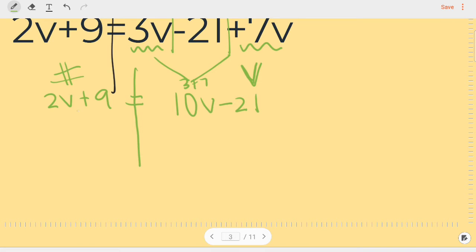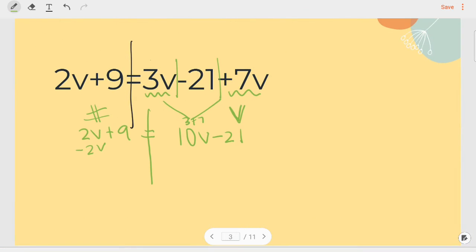If my number side is on the left-hand side, that means I don't want the 2v. Because it's positive, I'm going to subtract. On the left, I'm going to subtract 2v. On the right side, I'm going to subtract 2v. Make sure you stack 2v underneath the other v. Make sure the v's line up. And I'm going to simplify.